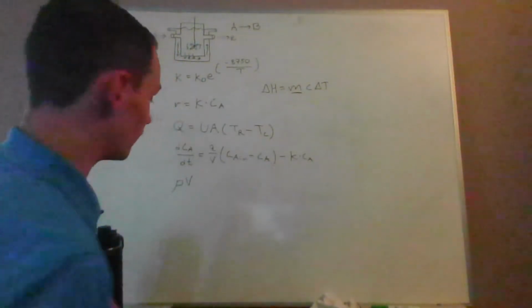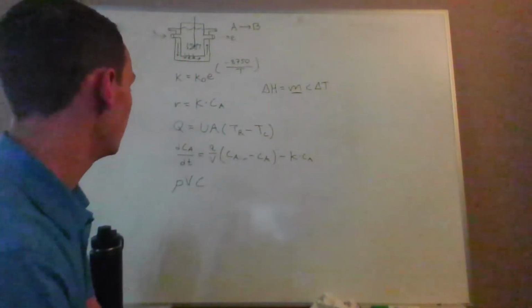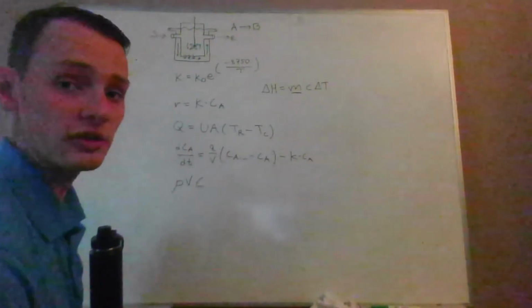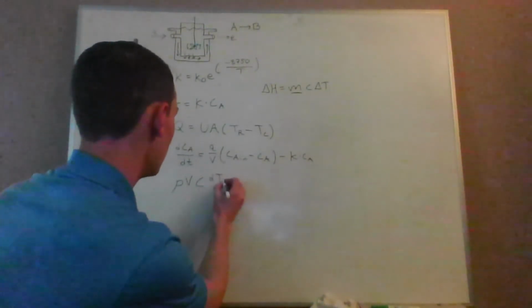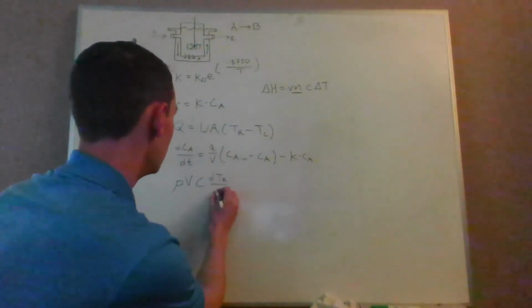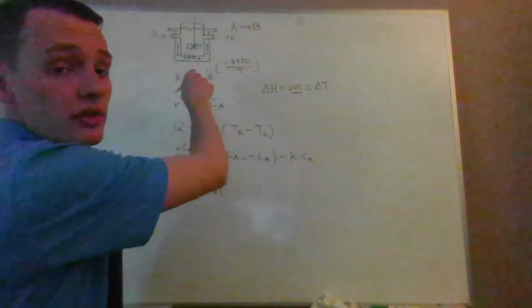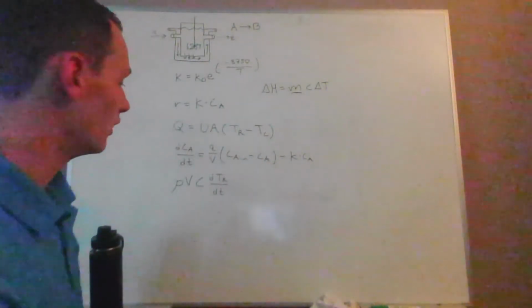Then we were given our specific heat, C, and that was in joules per gram Kelvin. And then we have our temperature change. Again, this is our differential equation. We're talking about that small incremental change, right? So we can write that as dT_R/dt. Notice I'm using T sub R for the temperature that's in the reactor, and then T sub C for the temperature of our coolant.